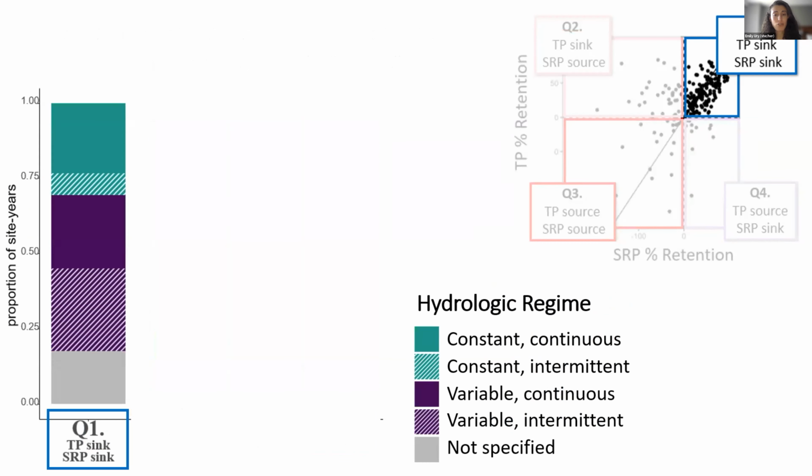The next potential driver I want to talk about is hydraulic regime. This is a description of how water is moving into wetlands at the inflow. So it can either be constant, like in effluent from a wastewater treatment plant that's pumping out the same amount of water every day, or it can be variable, like in a rain-fed system. And it can be either continuous all year round or intermittent, meaning the wetland inlet goes dry for periods of time. In our wetlands that behave like a sink for phosphorus, we see all of these hydraulic regimes represented.